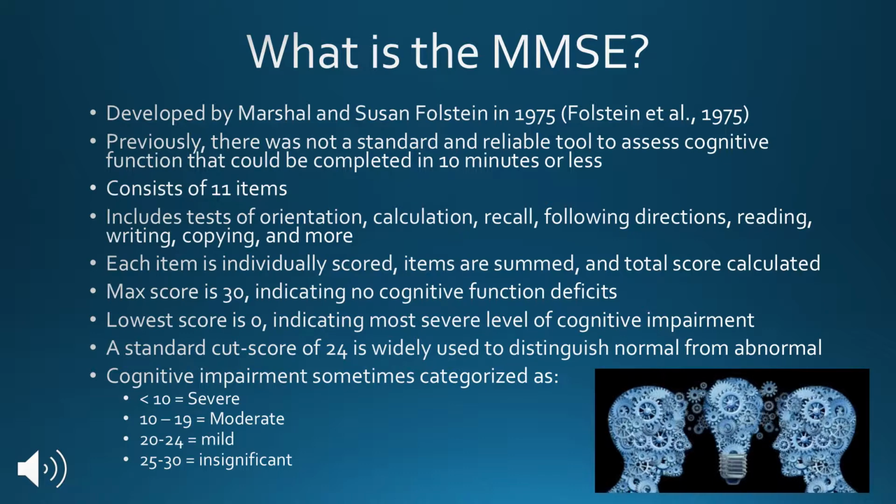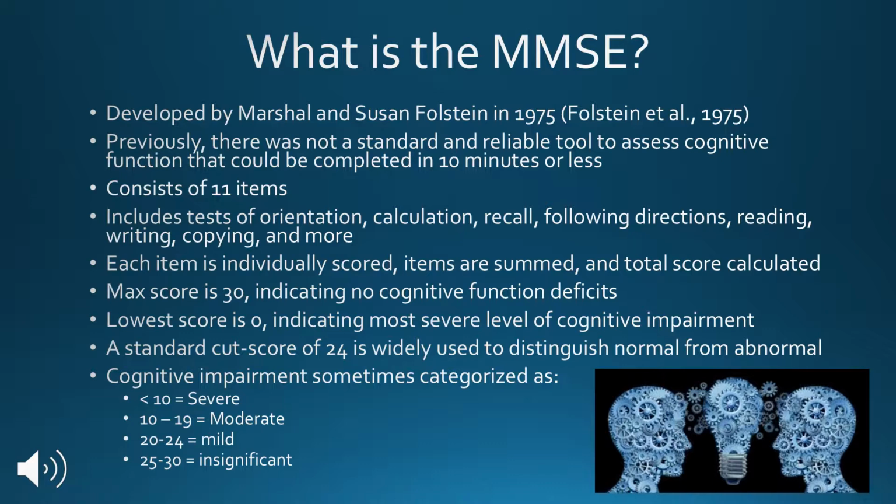Usually a standard cut score of 24 is used to distinguish normal from abnormal, meaning if you got a score of 24 or above, that would be normal. Anything below a 24 is considered some degree of cognitive impairment.